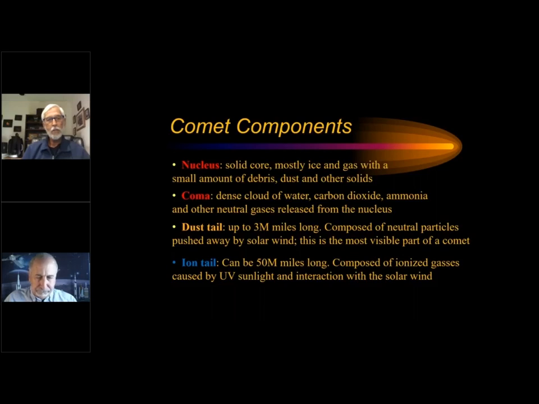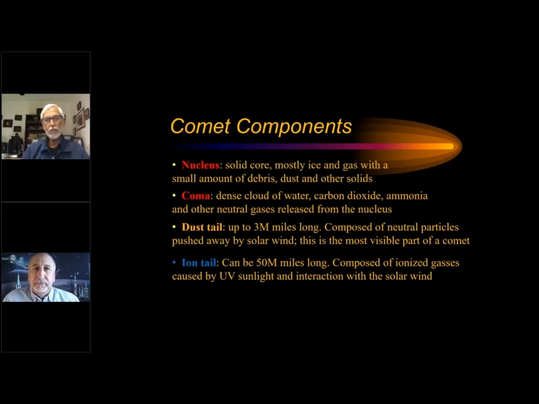So a coma will start to occur as a comet approaches our sun. It warms up, and around the nucleus is formed a cloud that's made up of water, some gases, carbon dioxide, and other gases that are released from the nucleus. So beyond that, what we normally see, the most visible part of a comet, is called the dust tail. Now, compared to the size of the nucleus itself, the dust tail is huge. It can be up to 3 million miles long.